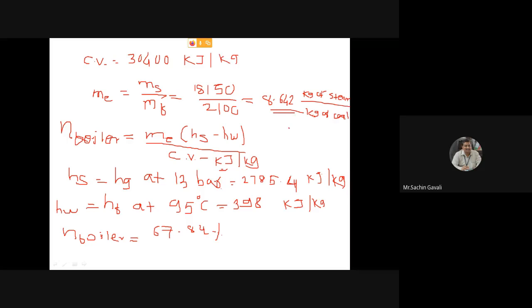Okay, if they do not give information about grate area or volume of furnace, then whatever data is available with us, with respect to that we calculate the capacity. In addition, we can also calculate the value of equivalent evaporation. Equivalent evaporation is also one of the capacities. This is also sufficient, or sometimes you calculate equivalent evaporation.